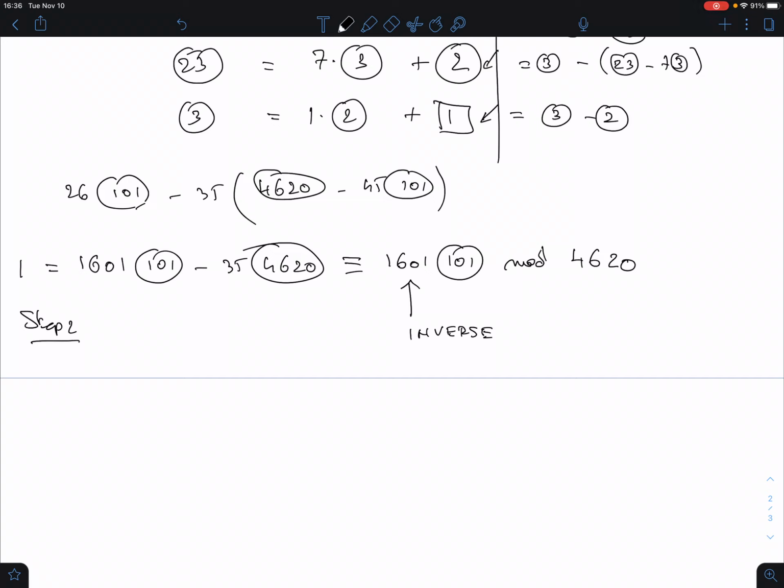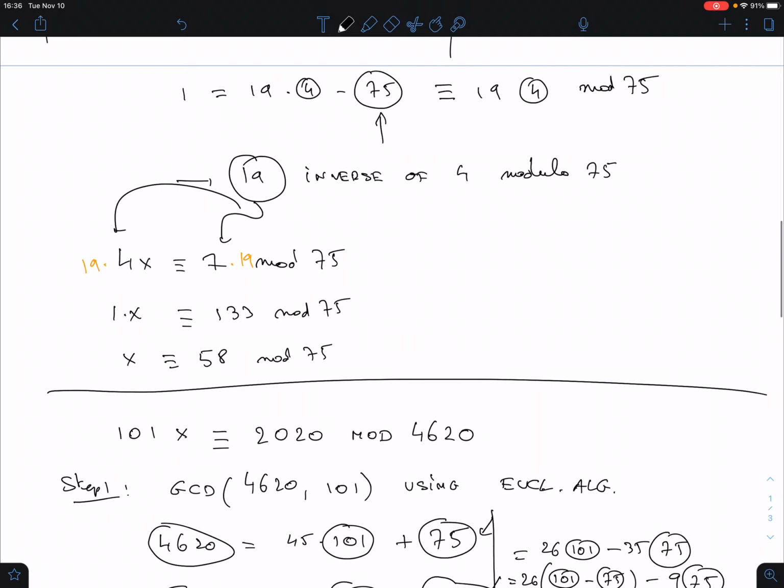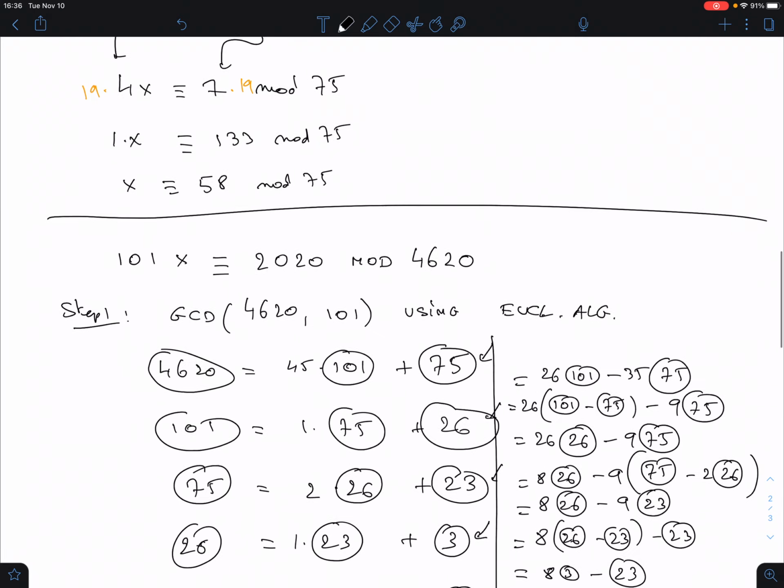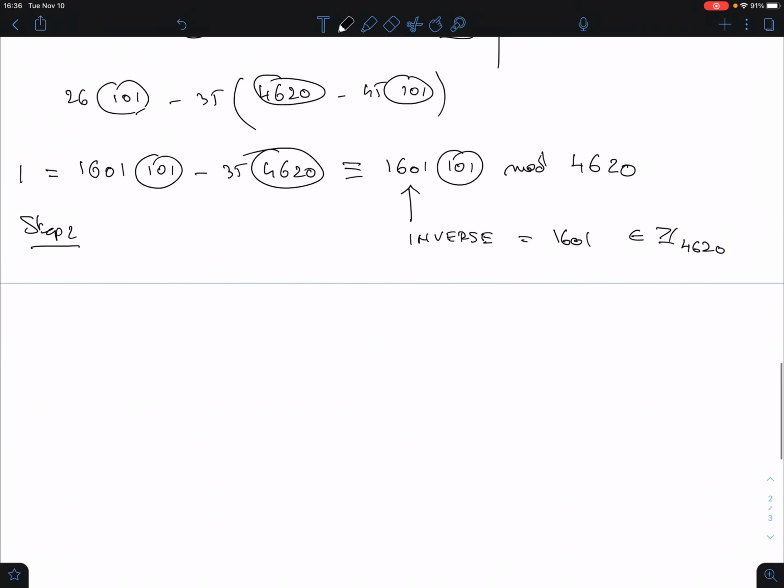So now we have found the inverse. So the inverse is, I'll write it again, 1601. Notice that it is smaller than 4620. Remember, this should always be elements in the set of remainders, right? And that's okay. That is correct. And so what do we do now? Well, step 2 is we take our original equation, which was this one, 101x equals 2020 mod 4620, I just copy it.